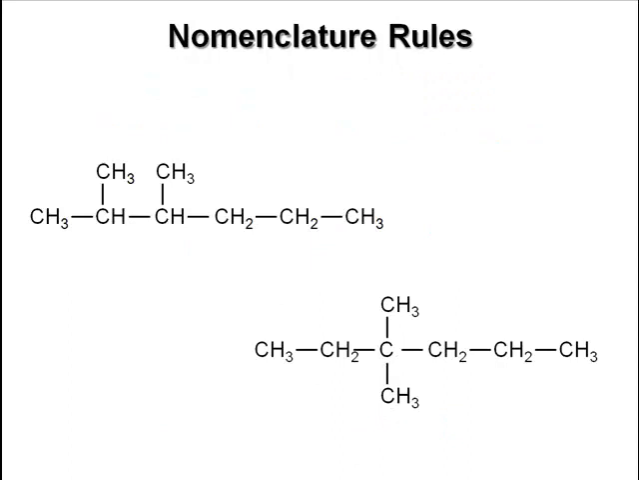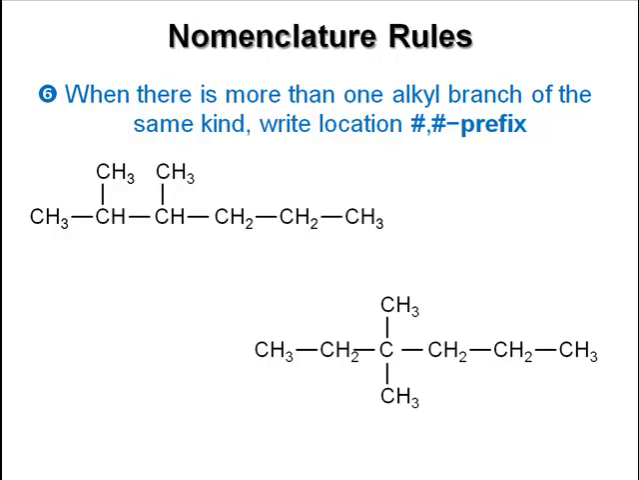So let's look at this one here. When there's more than one alkyl branch of the same kind, you write the location number, and then you use a prefix. So in this case, if we number from left to right, we've got one of them at 2 and one of them at 3. There are 2 methyl groups, so you use di, saying that there are 2 of them. You already said there were two of them, one here and one here, but it's just to re-emphasize that there are two methyls in the hexane chain.